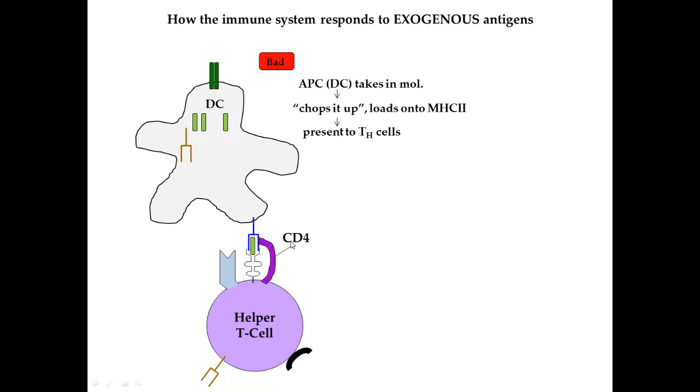Remember that helper T cells are outfitted with CD4, and it's the job of CD4 to stabilize the interaction between the TCR and the MHC2 molecule. If this is an OK molecule, the helper T cell will not bind. And therefore, the helper T cell is not activated. So the helper T cell is not activated if the dendritic cell is showing an OK molecule. Now let's take a look at a scenario in which the helper T cell might become activated. And this involves our exogenous antigen here.